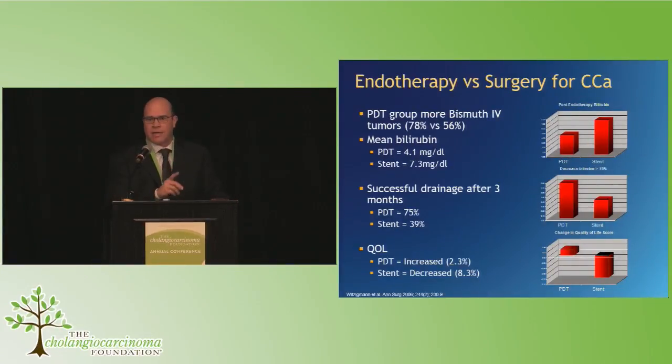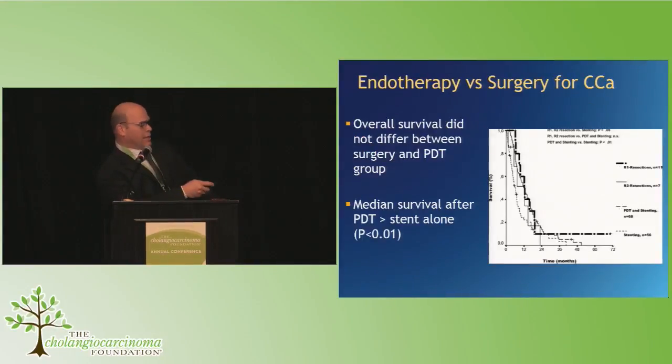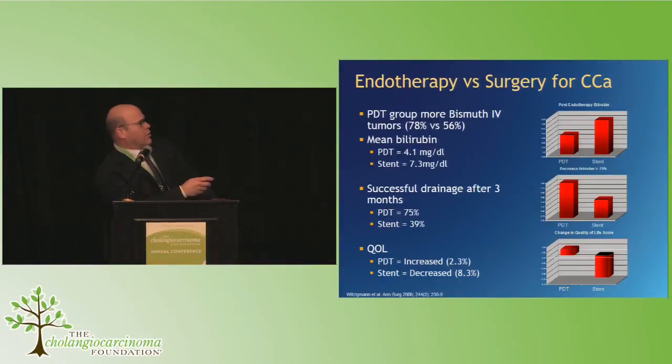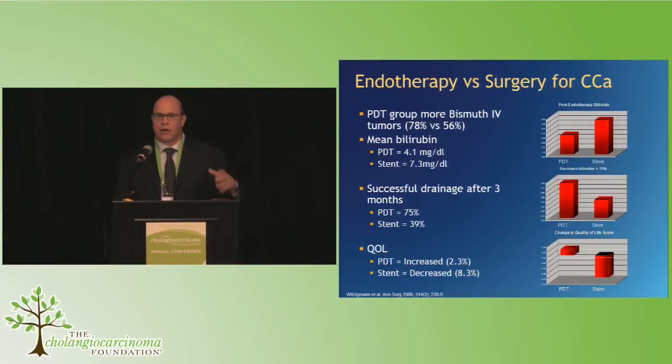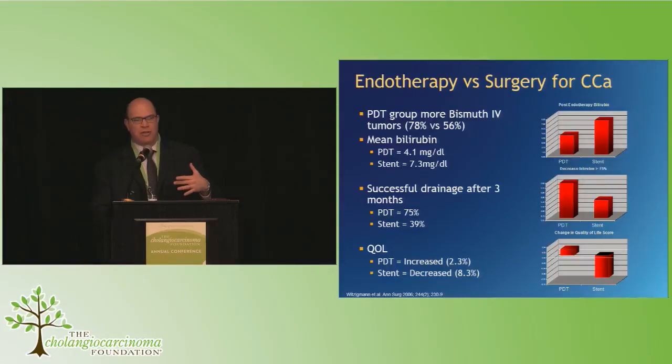If we compare the photodynamic therapy group to the stent group, what we see is that despite the fact that the photodynamic therapy group had more advanced tumors, as evidenced by the fact of having more Bismuth 4 tumors, Bismuth 4 are the tumors that are more advanced, nonetheless, they had improved decrement in their bilirubin. They were able to maintain that decrement in their bilirubin over time, over a 3-month period when measured.